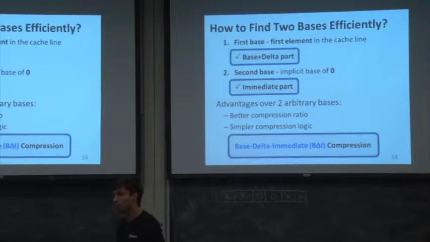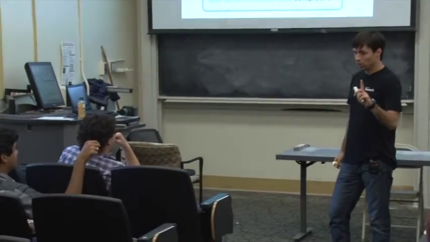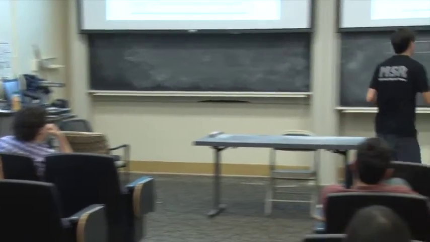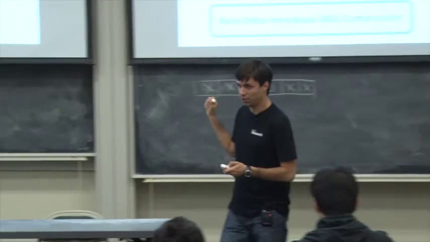Yeah, question? This is for the base. But what about the offset stored for each location? So what you do is in a vectorial fashion, you take the whole cache line. Let's postpone this question. I have a good explanation for it, right? Okay.